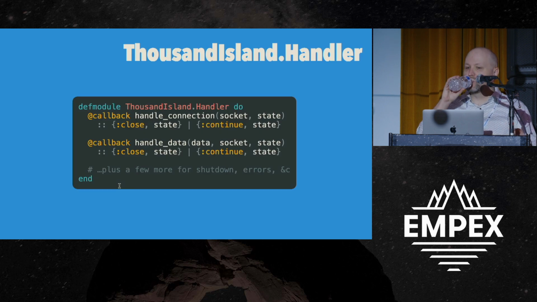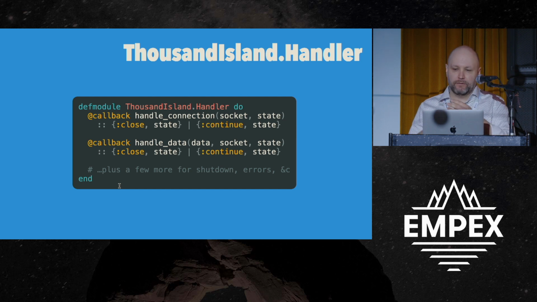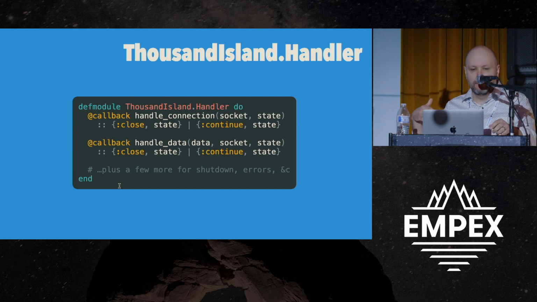This is the core of the ThousandIsland.Handler behavior. There's about a half dozen functions in total. handle_connection and handle_data are the two most important ones. handle_connection is called by Thousand Island when a connection is made from a client before any data has been sent to the server, and it passes in the socket as well as a state that you yield back in the manner of a GenServer.